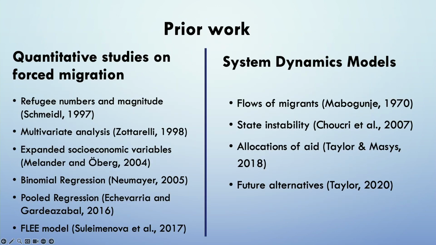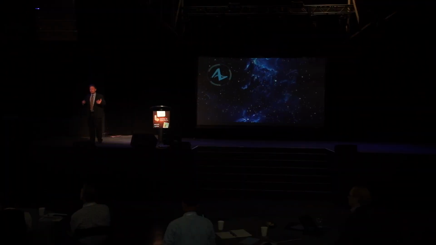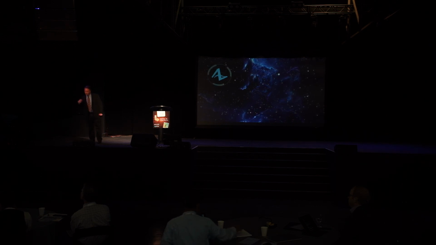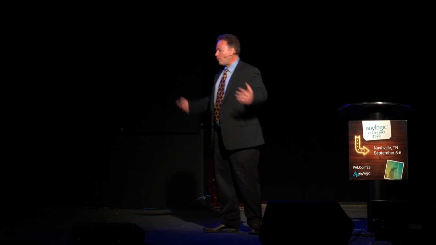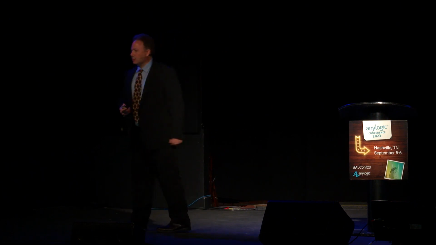There's a lot of prior work looking at forced migration, quantitative studies that looked at statistical modeling, regression, binomial regression, pooled regression. So a lot of these were delving into the quantitative aspects of forced migration. And what I found in my early research back in 2015, 2016, there was a lack of system dynamics models that went in to explore the data. Well, it just really wasn't there. So that's where I started to see that I could use open source data to supplement that, to have proxy information to look at the issue of forced migration.